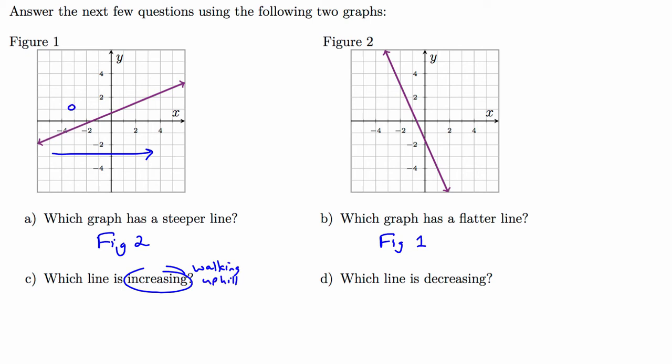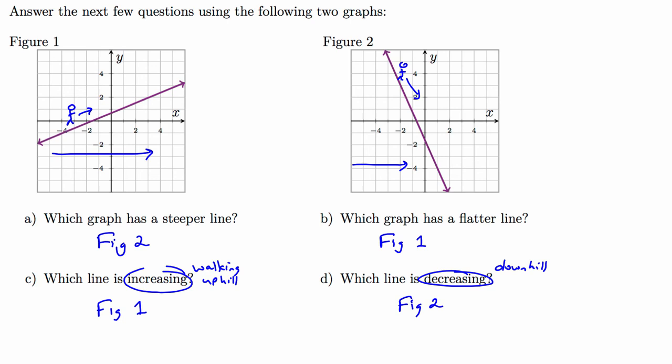Well, if you imagine a person walking here on figure 1 as they move left to right, they would be walking uphill. So the increasing line is figure 1. In the same way, if you imagine somebody walking on figure 2, as they walk in a left to right direction, you'll notice they walk downhill. Decreasing is essentially another way to think about, again, from the left to right direction, you're walking downhill. So question D, which line is decreasing, is figure 2.